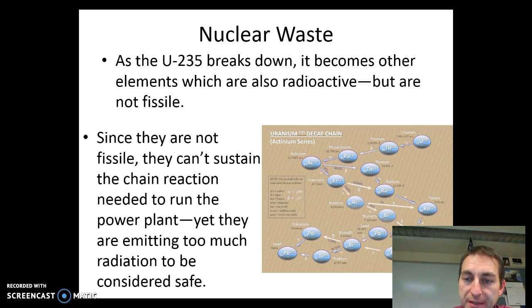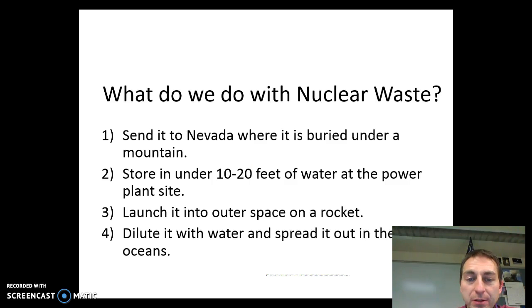So the initial breakdown of U-235 is supplying the chain reaction and the massive amount of energy to run the power plant, but it turns into other things that give off some radiation, just not enough to maintain the power plant, and those are considered nuclear waste. They have to be gotten rid of, but they have to be done so in a safe way. So what do we do with it?